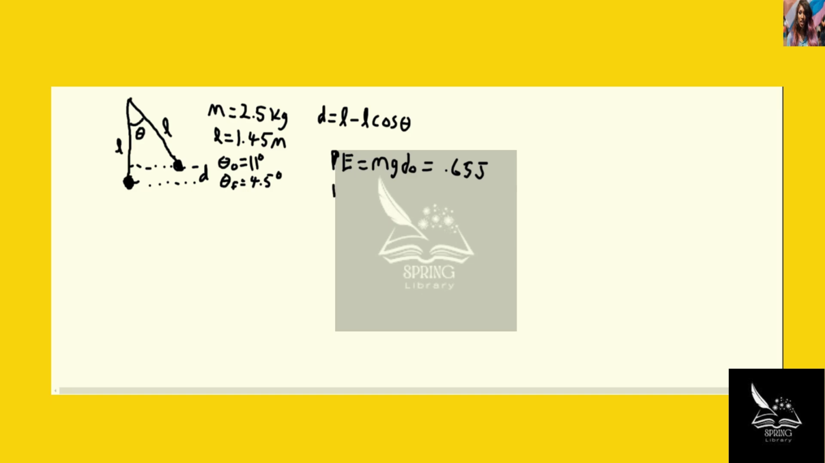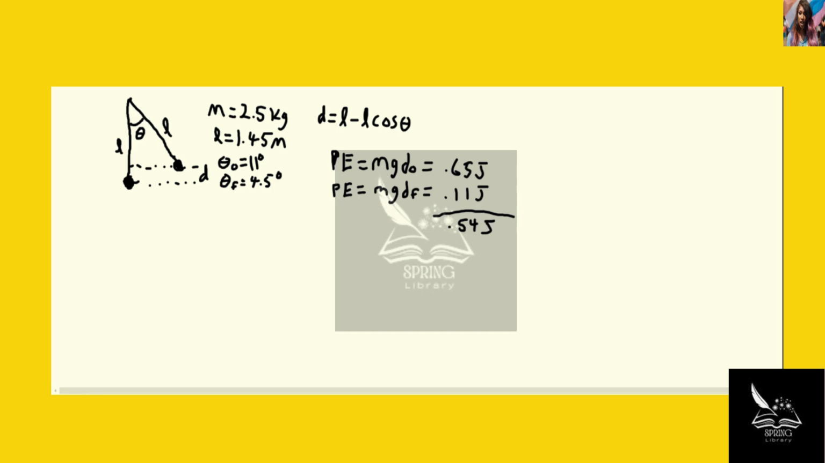And when you plug in the value for the final theta, you get m times g times d final, and that's going to be equal to 0.11 joules. What we're doing here is saying the difference in energy is going to be the difference in the potential energy due to the change in height, because later on, when this theta is smaller, this d is also going to be smaller. So we can use this to find the difference in energy, and this is just going to be 0.54 joules.